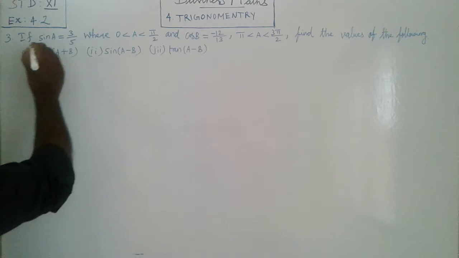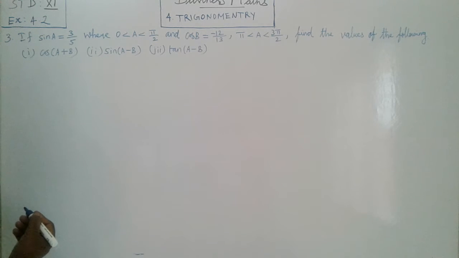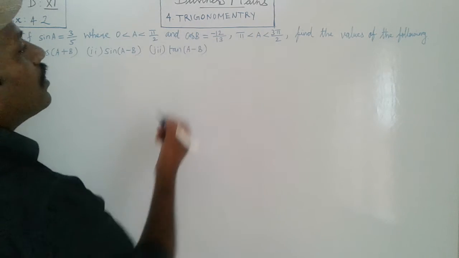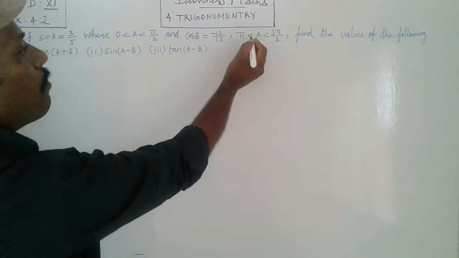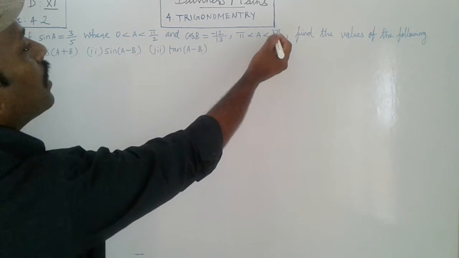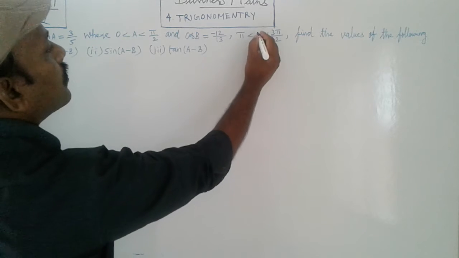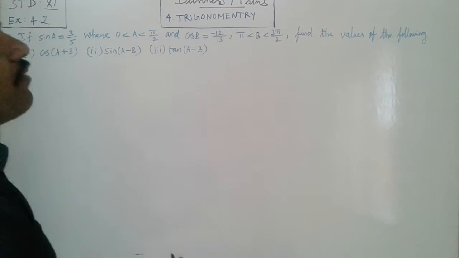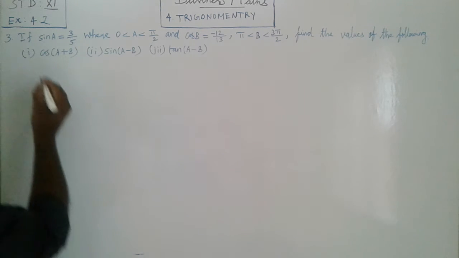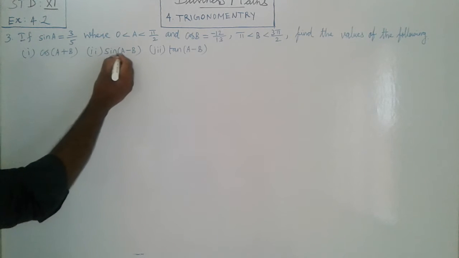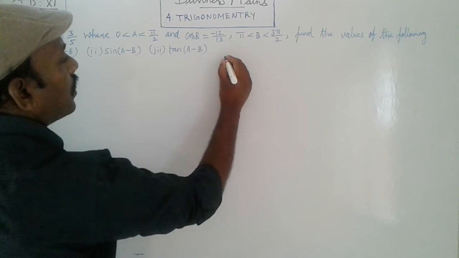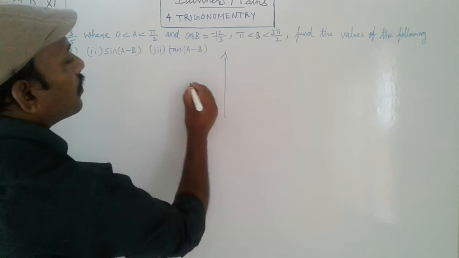Third sum: if sin A equal to 3 by 5, where 0 is less than A less than pi by 2, and cos B equal to minus 12 divided by 13, where pi is less than B less than 3 pi divided by 2. Find the values of the following. First one cos A plus B, second sin A minus B, third tan A minus B. We should find out the quadrant.